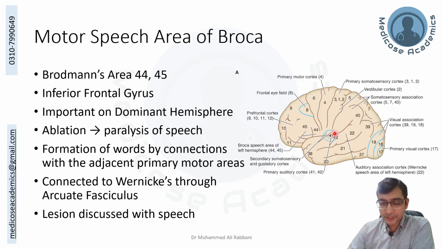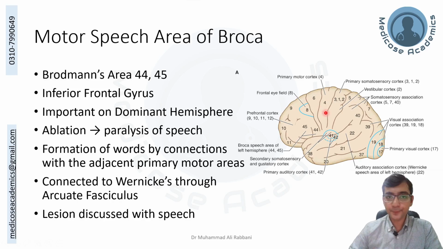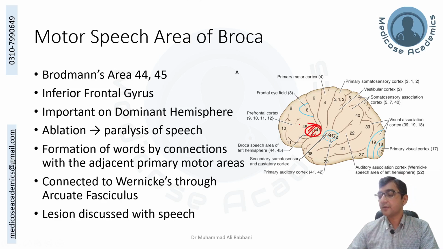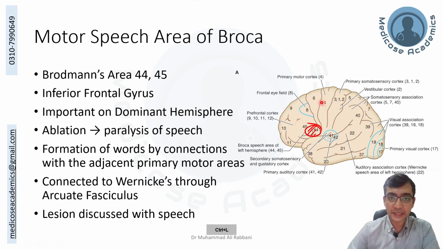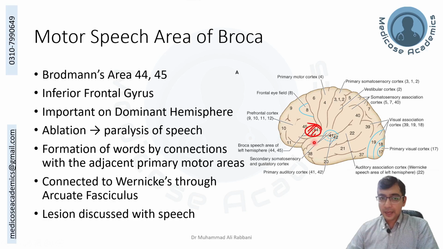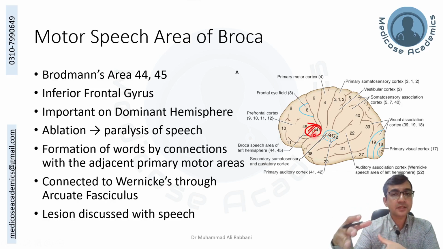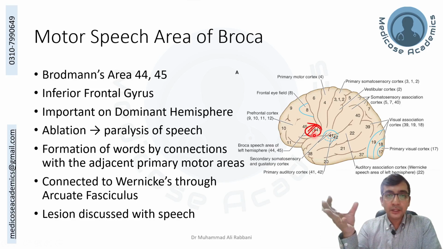Next is the motor speech area. I will discuss just the area here. I'll go through the different speech abnormalities in a separate segment at the end of this lecture. This is present somewhere here, Broca's area. It constitutes areas 44 and 45. It is the part that is present in the inferior frontal gyrus, and you can consider it as the premotor area for speech.